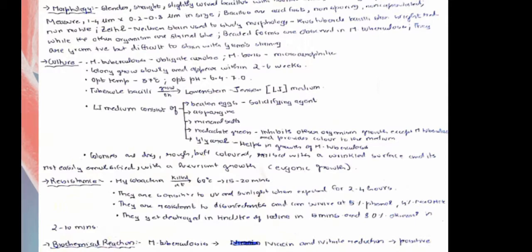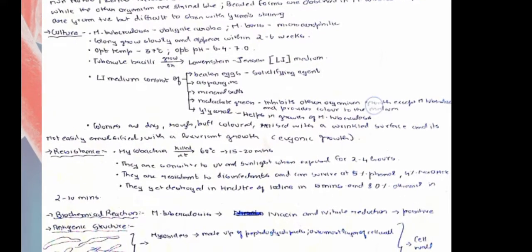Coming on to the Lowenstein-Jensen medium. It consists of five ingredients. The first one is beaten eggs, the second one is asparagine, the third one is mineral salts, the fourth one is malachite green, and the fifth one is glycerol. The beaten eggs act as a solidifying agent, and the malachite green inhibits the other organisms and allows the growth of only M. tuberculosis. Also, as the name says, malachite green is green in color, so it provides the color to the medium. Glycerol also helps in the growth of Mycobacterium tuberculosis.